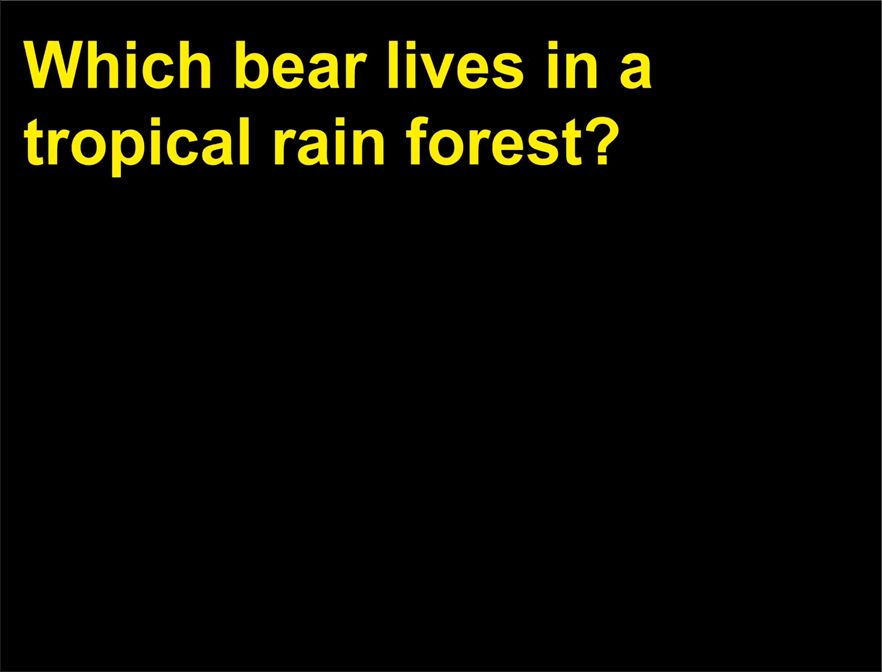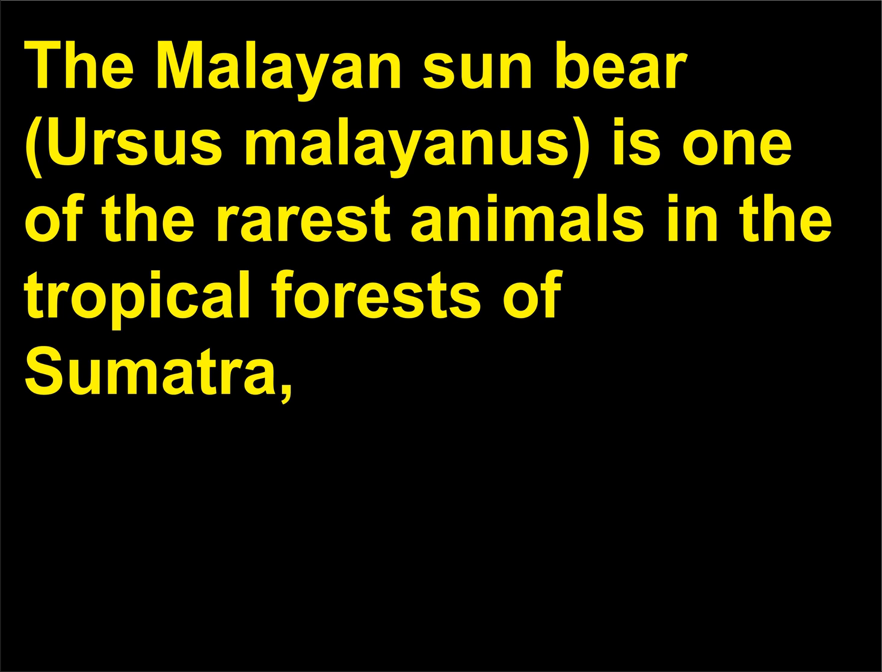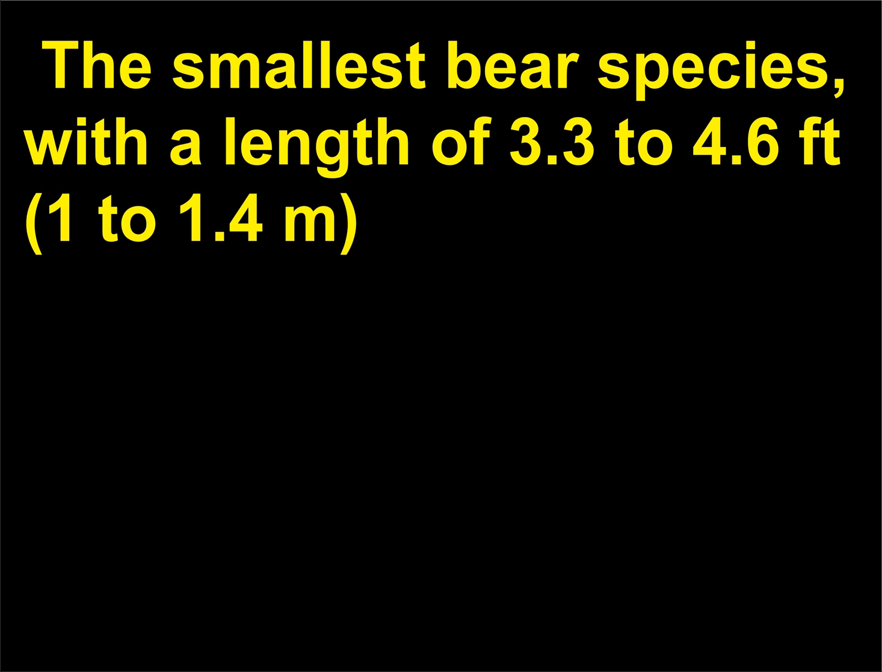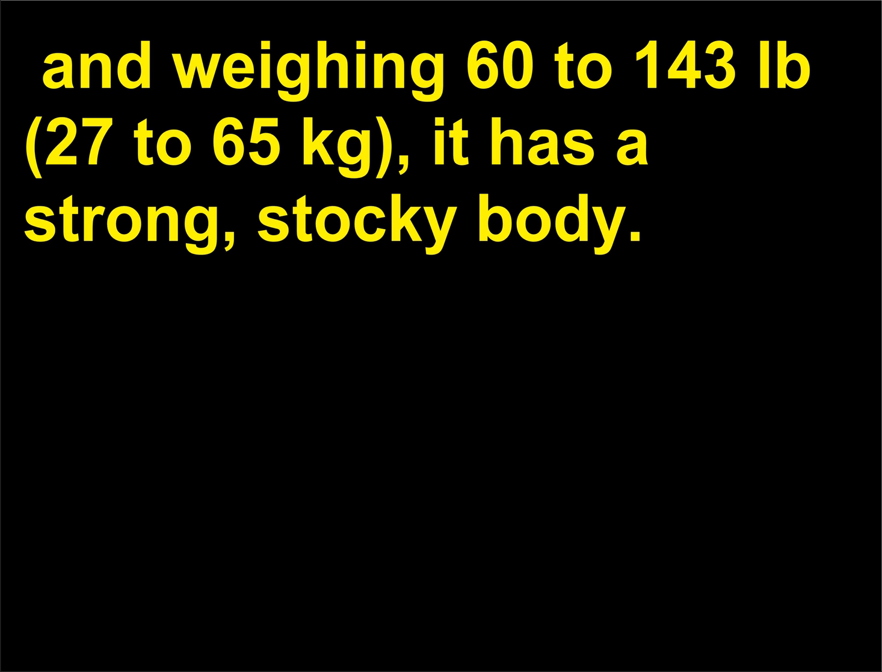Which bear lives in a tropical rainforest? The Malayan sun bear, Ursus malayanus, is one of the rarest animals in the tropical forests of Sumatra, the Malay Peninsula, Borneo, Burma, Thailand, and southern China. The smallest bear species, with a length of 3.3 to 4.6 feet, 1 to 1.4 m, and weighing 60 to 143 pounds, 27 to 65 kilograms, it has a strong, stocky body.